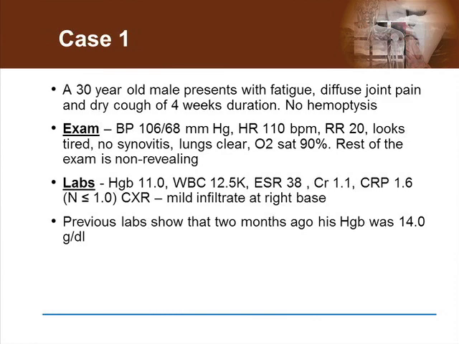Labs show that his hemoglobin is 11. He has slight leukocytosis. His ESR and CRP are elevated, and the chest X-ray shows a mild infiltrate at the right base. Previous labs show that 2 months ago his hemoglobin was 14. So the question is, what should be done next? A, observation with plan to follow up in a week for presumed viral bronchitis. B, treat with an antibiotic for presumed bacterial pneumonia. C, admit and evaluate for concern of diffuse alveolar hemorrhage. D, symptomatic treatment with antitussives. Go ahead and make your selection.